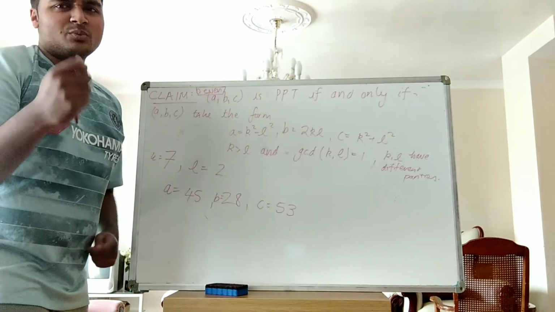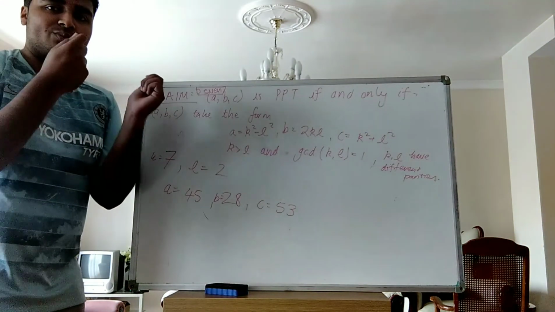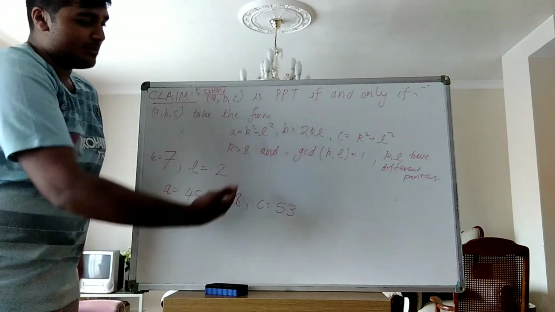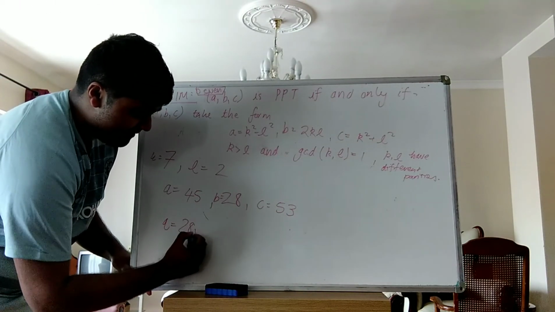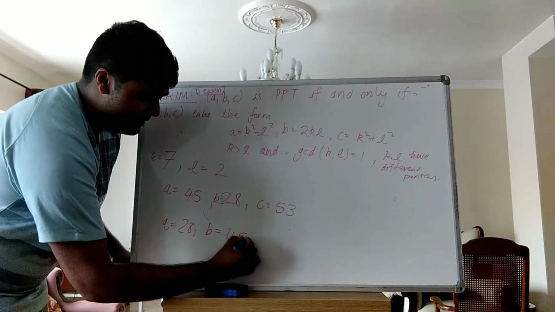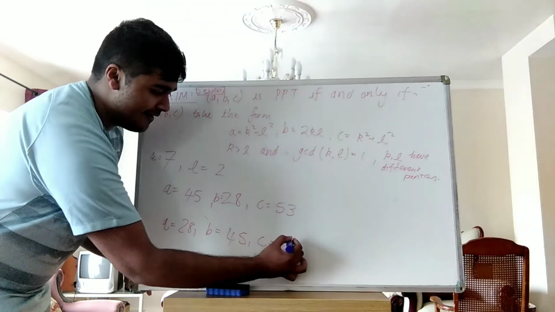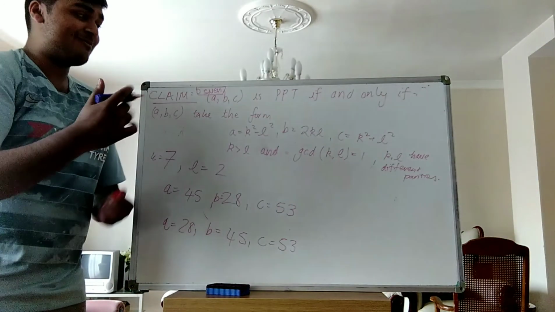And in fact you can go and verify that 45 squared plus 28 squared is 53 squared. And I guess one thing to note is, remember what we said at the start, we can swap the A and B's. This is the case when B is even, but obviously we could also have A equals 28, B equals 45, and C equals 53 as another primitive Pythagorean triple.